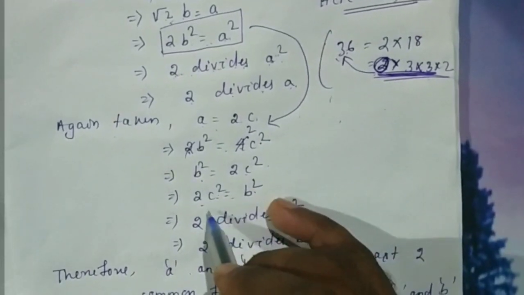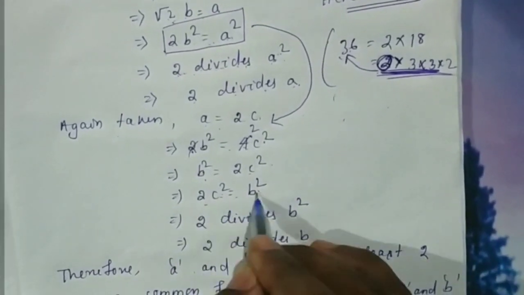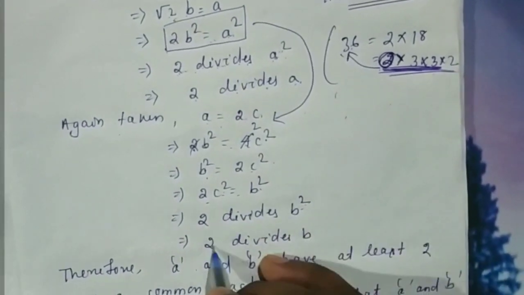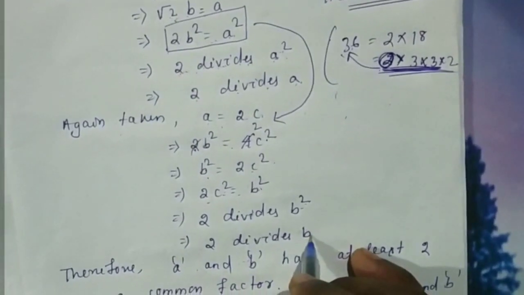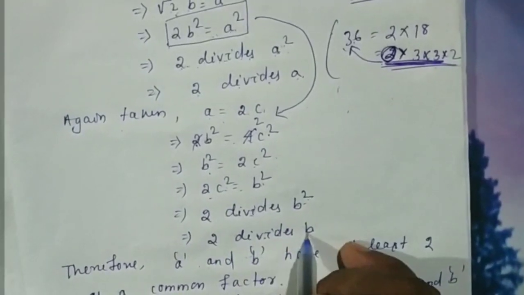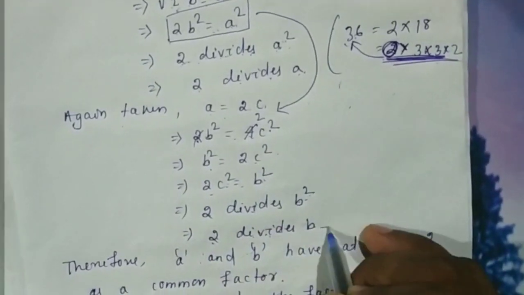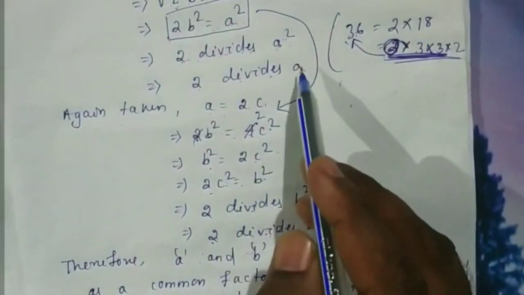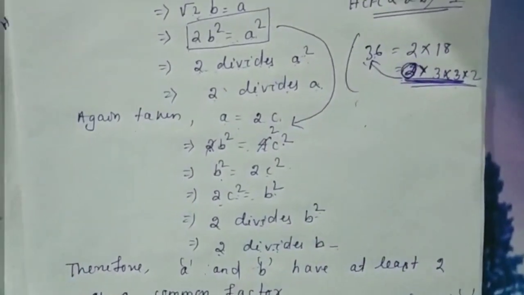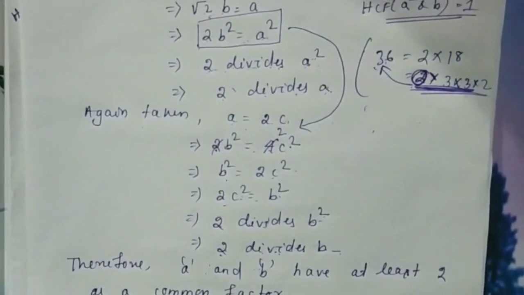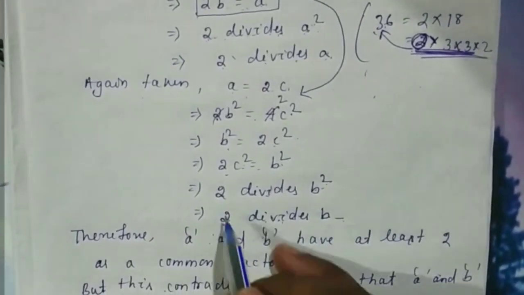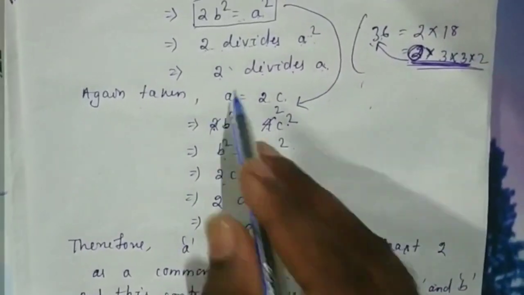I just reverse it. That means again I can say 2 divides b square. That means 2 is one of the factors of b square. Then 2 also will divide b, because I have already explained this theorem: 2 divides b square, then 2 divides b. That implies 2 is one of the factors of b. Therefore, in case of both a and b, we are getting 2 as a common factor. But this contradicts our fact that a and b have no common factor other than 1. But here we are getting a and b having 2 as a common factor.